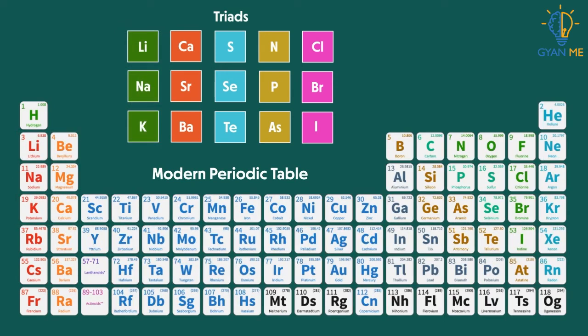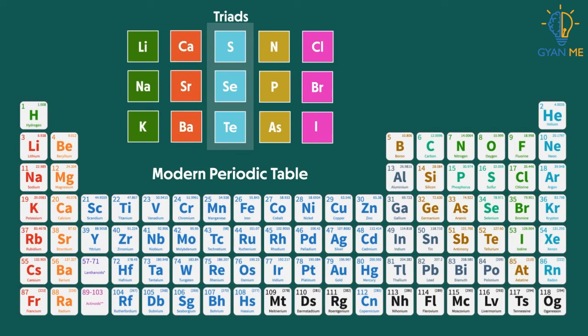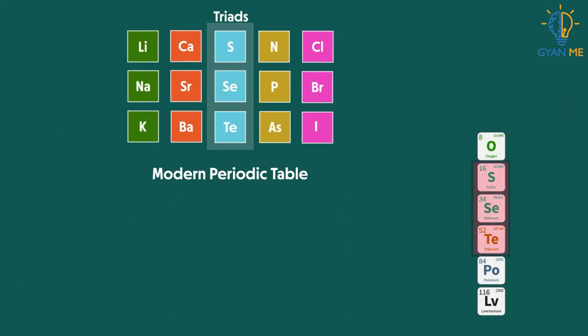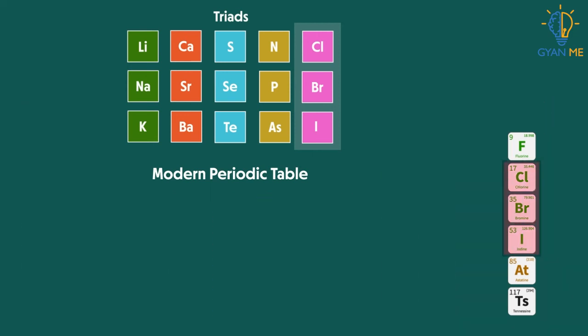Move one step to the right. We find the second triad of Dobereiner in the same order here. Calcium, strontium and barium. In fact, the third triad as well is found here. Move to the right side of the modern periodic table and we find the triad sulfur, selenium and tellurium in the same order. Can you find the triad chlorine, bromine and iodine? Yes, they are here in the same order as that of Dobereiner, in the column of the halogen family in the modern periodic table.